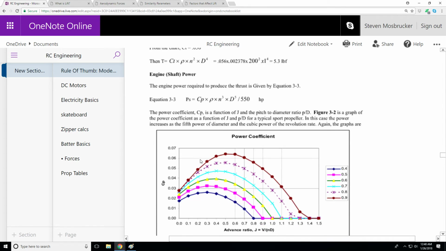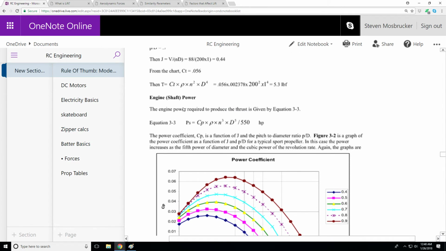And then now we have the engine shaft power. The engine power required to produce the thrust is given by equation 3.3, which is the engine shaft power in horsepower, equal to the power coefficient times the density of air times RPM cubed times diameter to the fifth. So again, it is a function of J and the pitch to diameter ratio for a typical sport propeller.